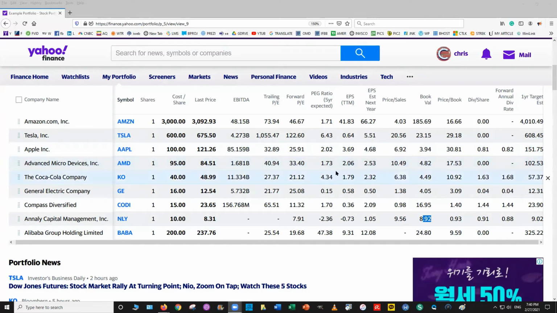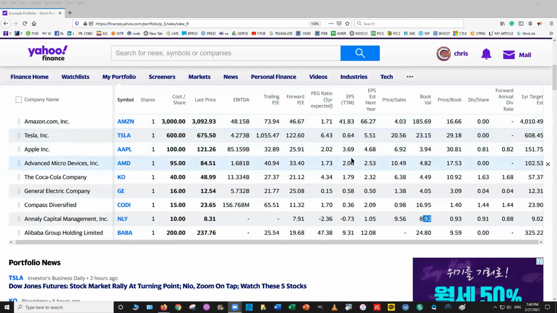Coca-Cola is making $1.79. That's earnings per share. Now, we want them to make more money for every share out there. That's next year. So sometimes it goes up higher, which is good here because that means you're making $66, Amazon, for every share. In the past trailing 12 months, it was only 41.